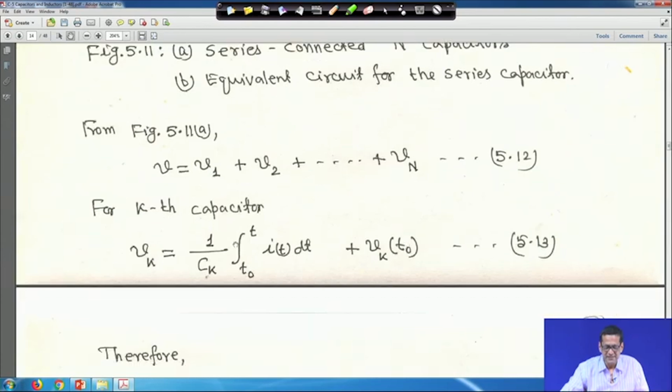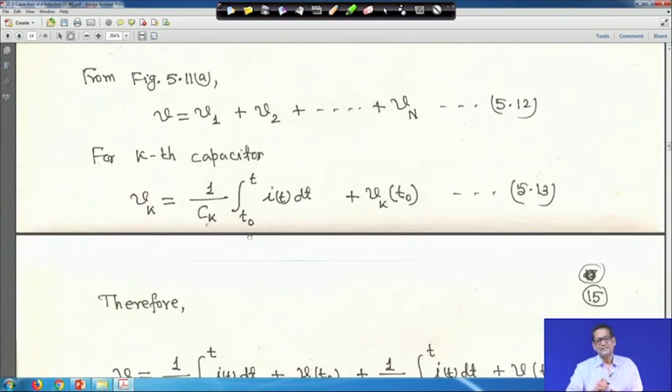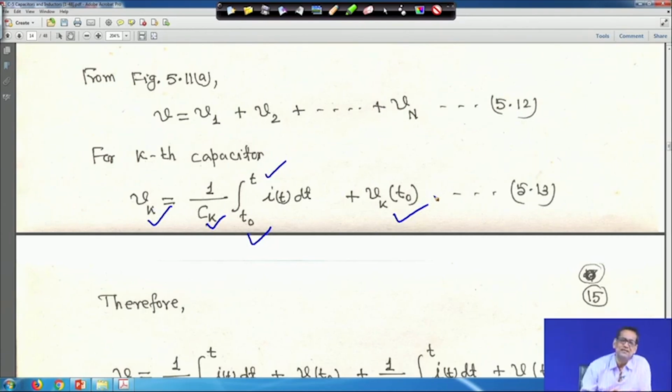Now, for the kth capacitor, we know the voltage V is equal to 1 upon C, integral from T0 to T of i(t) dt, which we studied earlier. Instead of V we write Vk for the kth capacitor, and its value is Ck: Vk equals 1 upon Ck, integral from T0 to T of i(t) dt, plus Vk(T0). In the past, at some time, say minus infinity, the voltage across the capacitor was 0. That is why Vk(minus infinity) was 0, and only Vk(T0) is kept here. So, this is equation 13.